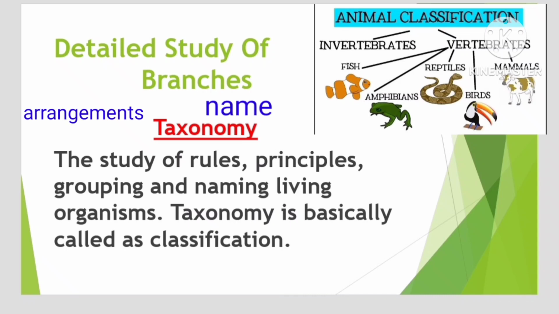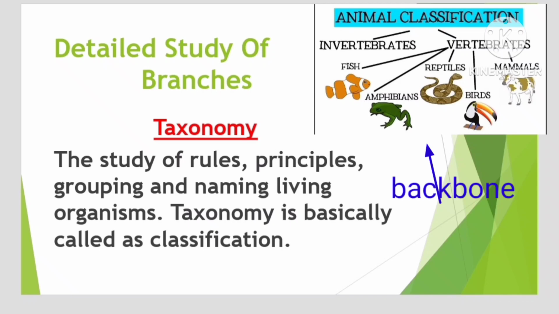So, the study of rules, principles, grouping, and naming the living organism is called taxonomy. Now, let me give you one example of taxonomy. In college, students can be easily classified on the basis of their faculty like pre-medical, pre-engineering, commerce, and computer science. Similarly, animals can be classified on the basis of backbone.